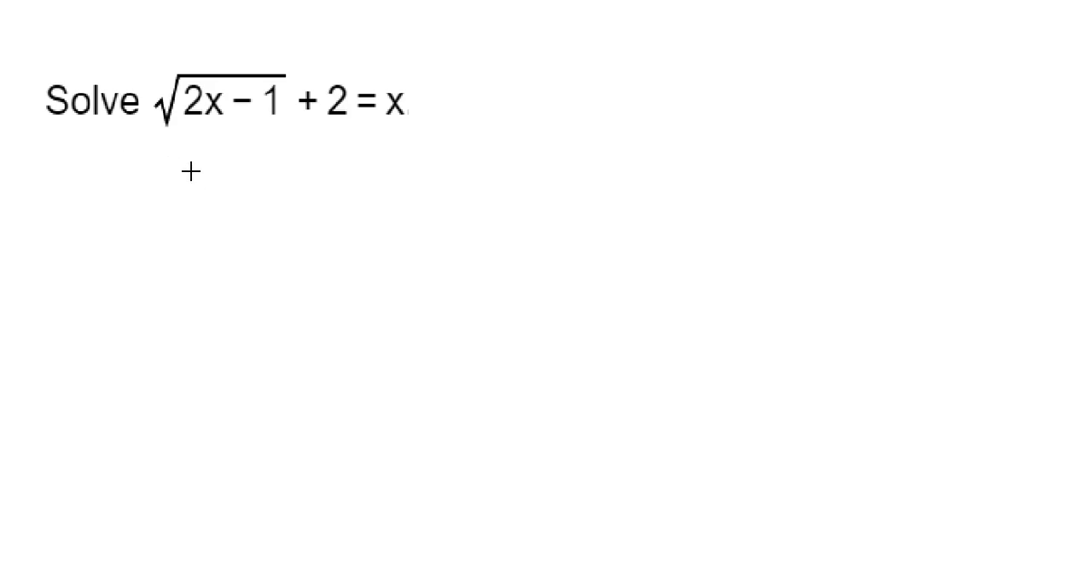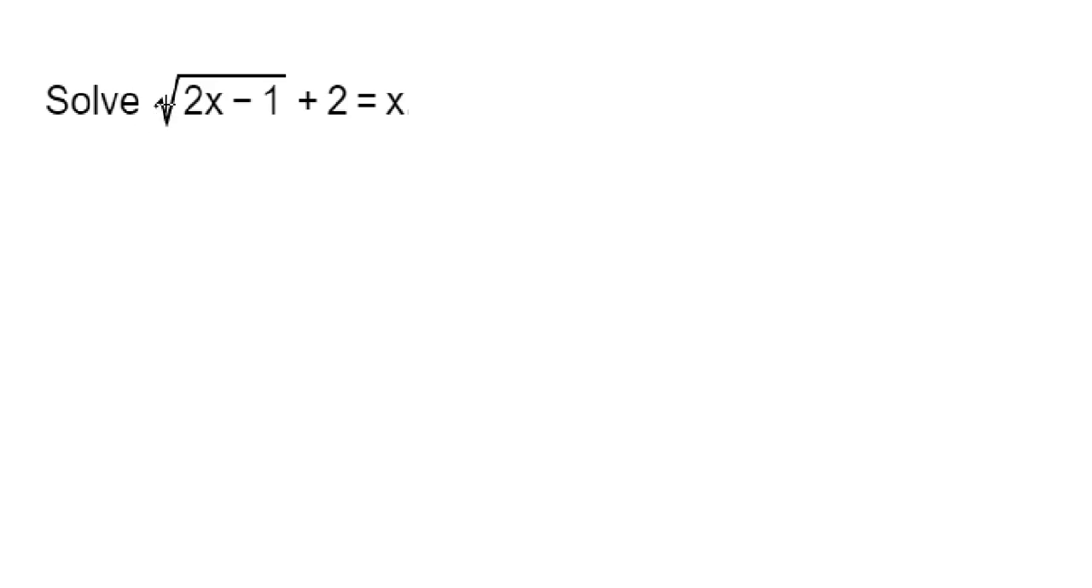All right. So let's take a look at this example. The first step we actually have to do this time is to get the square root by itself, because the plus 2 is over here with the square root, and squaring both sides will not work if we do it right away.